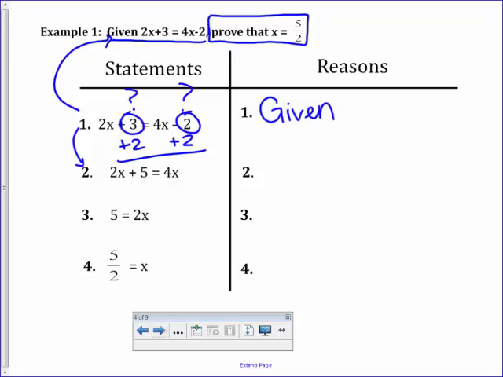So what property is that? The addition property. Now, the addition property only is valid if you add it on both sides of the equation, like we did in this step.